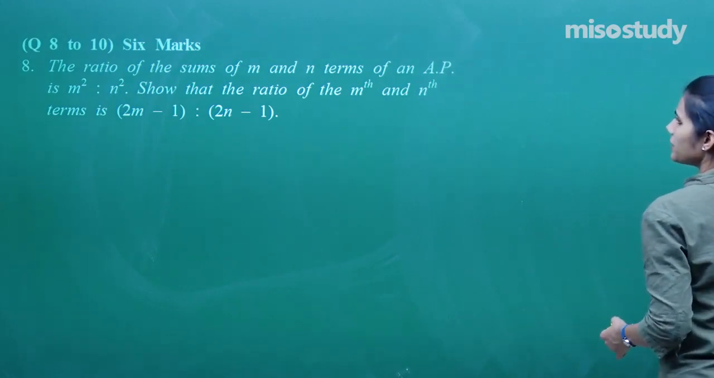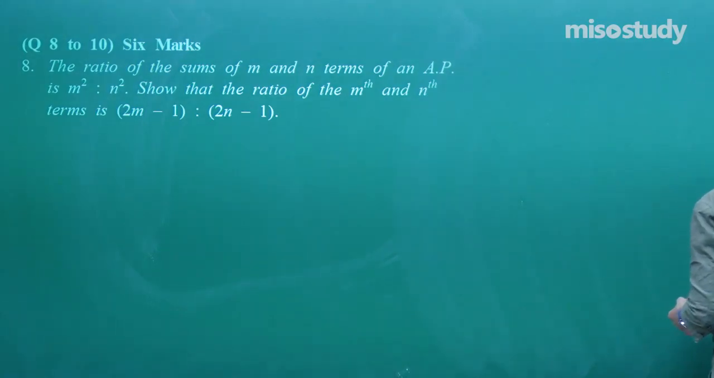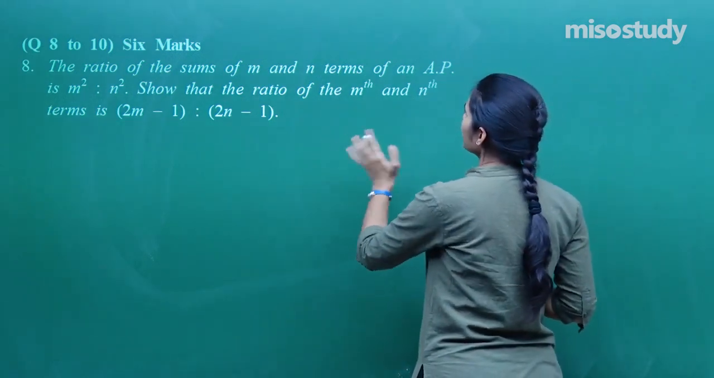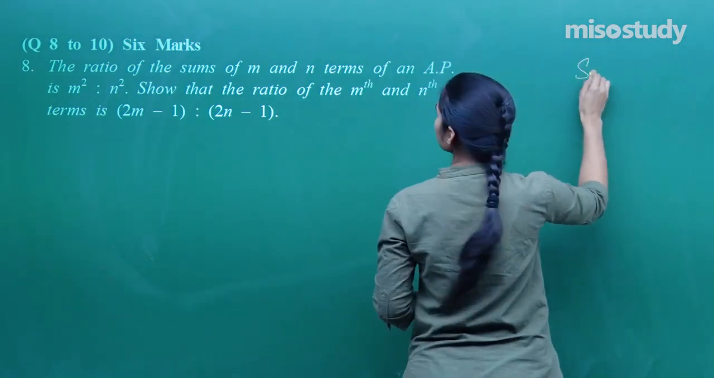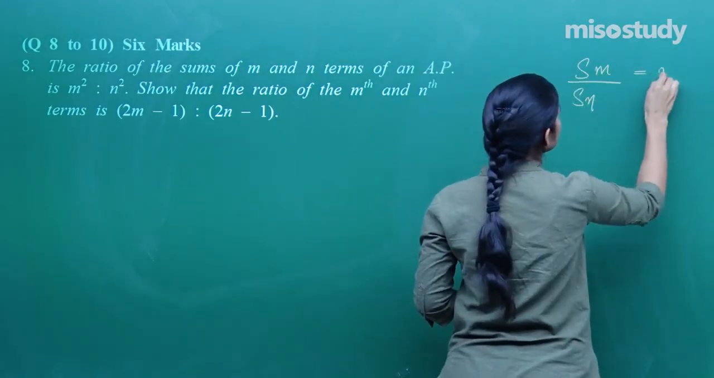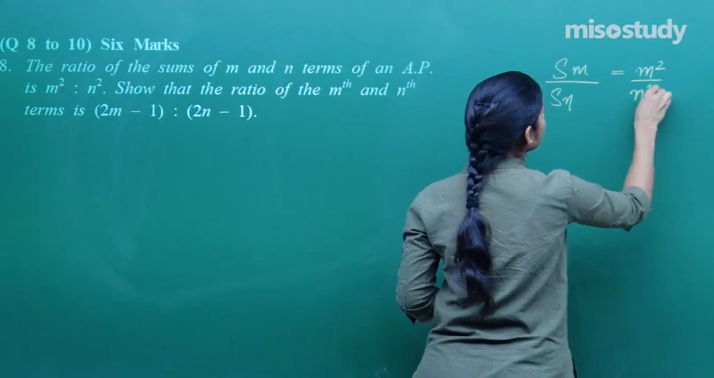Show that the ratio of the mth and the nth terms is this. Let's begin. Sum up to m and sum up to n terms of an AP. Sum up to m terms, sum up to n terms. Ratio is m square by n square.